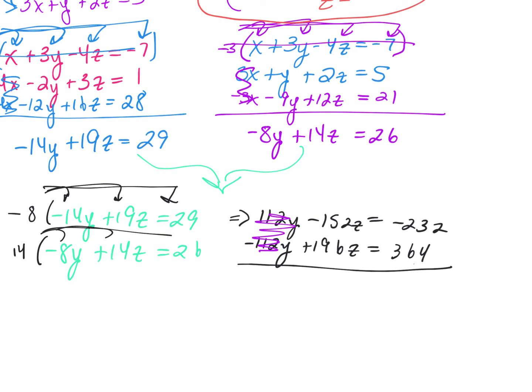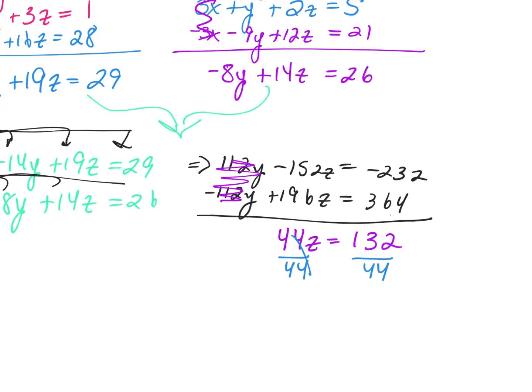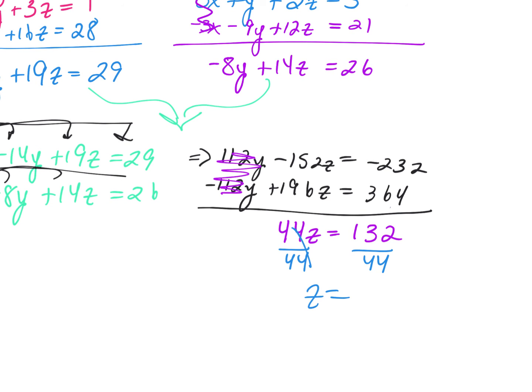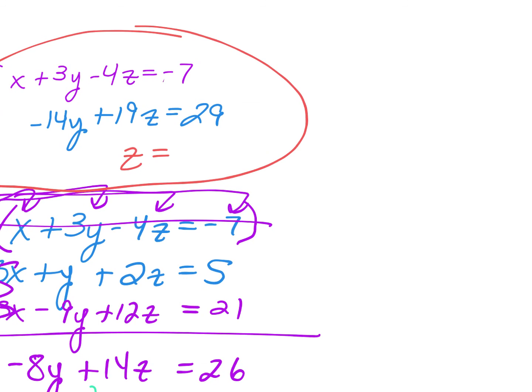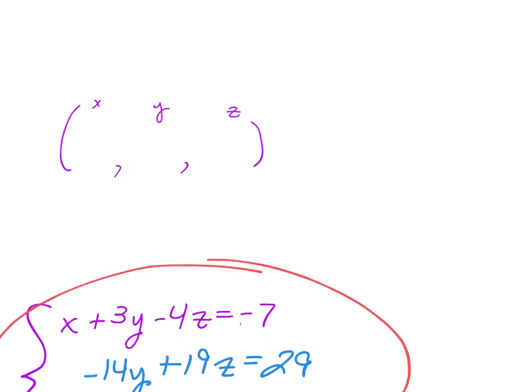If I have negative 152 plus 196, I get 44z equals negative 232 plus 364, and I get 132. What do I do at this point? Divide both sides by what? 44? And when we do that, guys, 132 divided by 44, z gives me 3. Is that a manageable answer? Yes. So I know in my ordered triple, z equals 3.